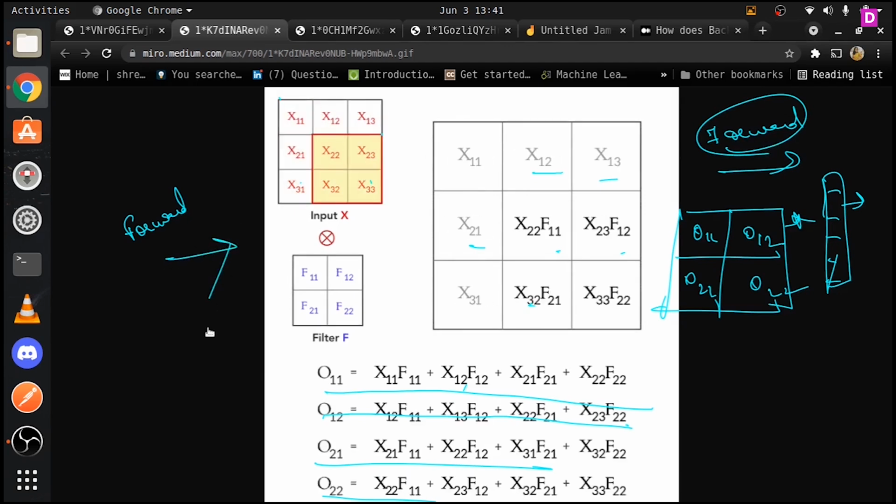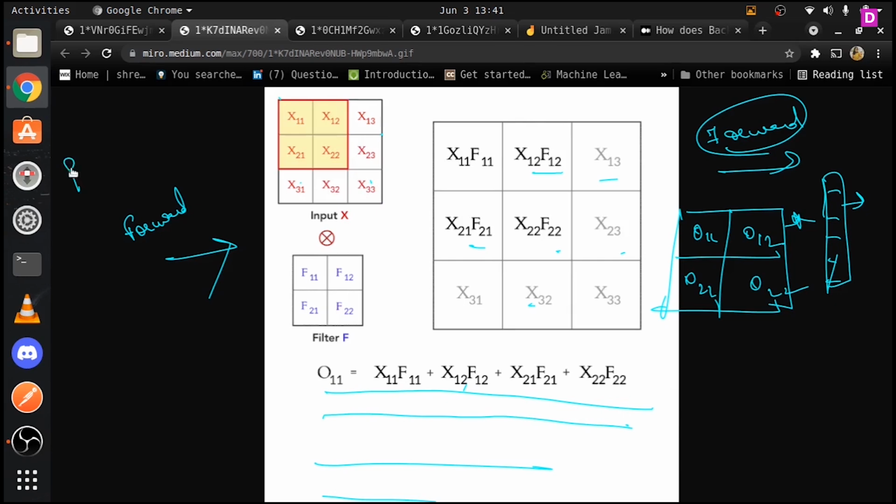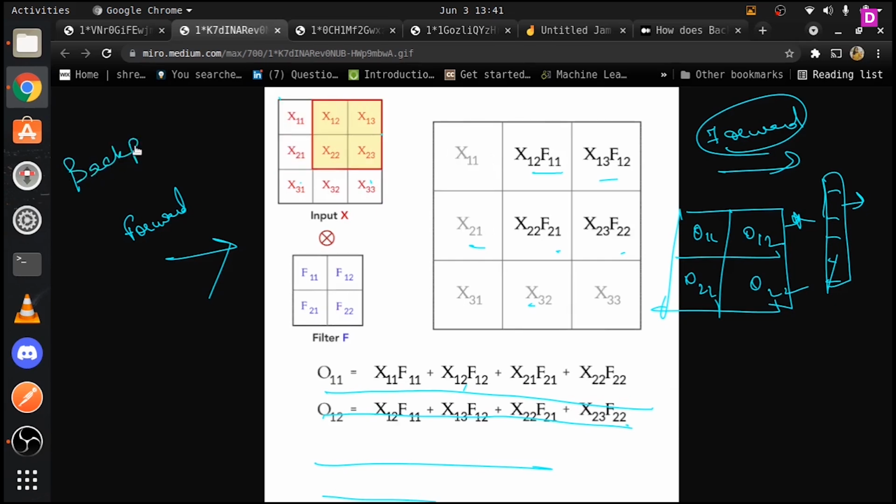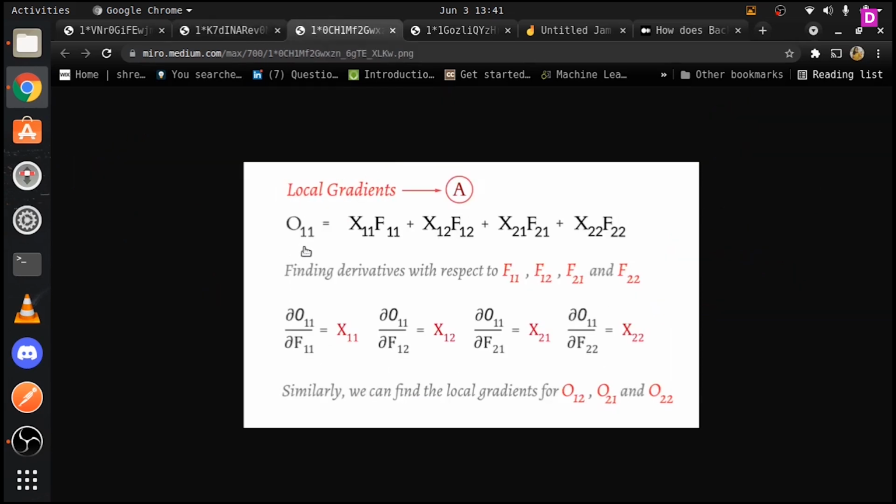Now let us come to what is known as backpropagation. So here you have this O11 and we are just going to use O11 for now, and then I will explain everything else later on. You have O11 here, right? But now to find out what is happening, we will take the partial derivatives with respect to F11, F12, F21 and F22. So why are we doing it with respect to the filter values?